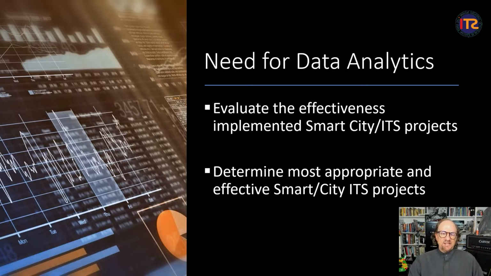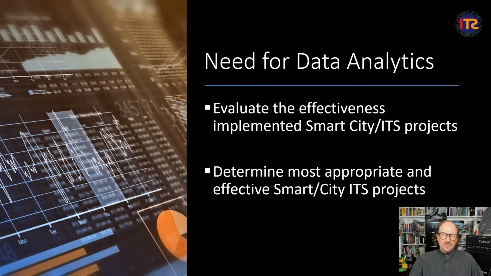But first, let me look at the need for data analytics in terms of smart city ITS projects. There are at least two important elements. One is that you want to evaluate the effectiveness of an implemented smart city ITS project. You've done something, it's implemented, you want to know how effective it is. The second is that you can use data analytics to determine the most appropriate and effective smart city ITS project, the one that you should implement. Some of the elements I'm going to talk about in a few minutes will expose some of the difficulties in doing both of these tasks.